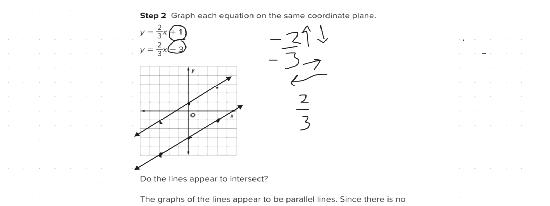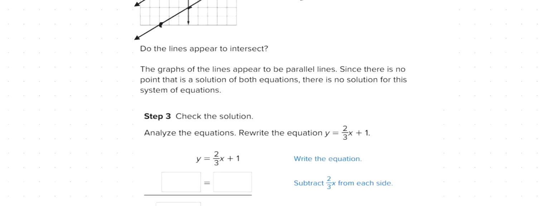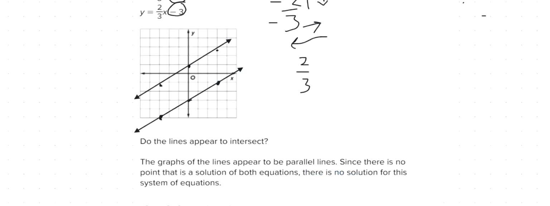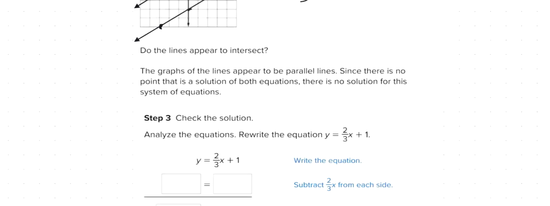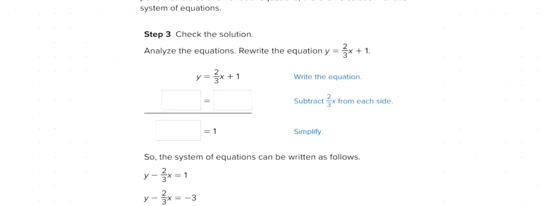So it means that it has no solution. The question is, do the lines appear to intersect? No, they don't appear to intersect. So the graphs of the lines appear to be parallel lines. Since there is no point that is a solution for both equations, there is no solution for this system of equations. Let's check. Analyze the equations.